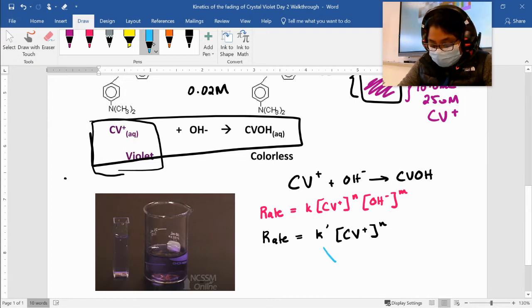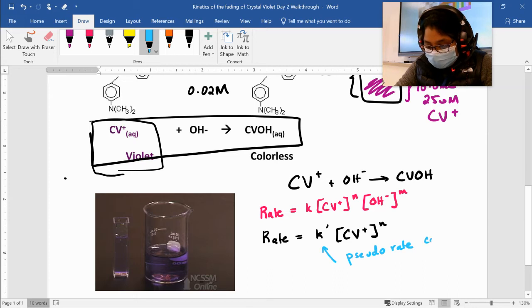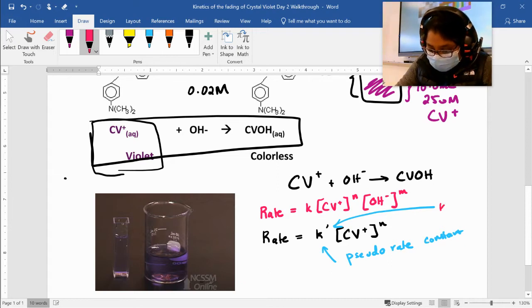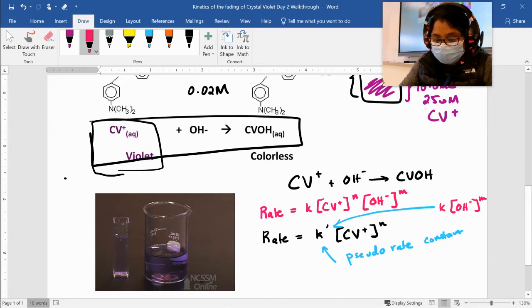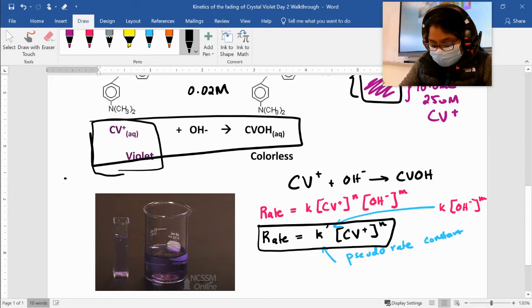This is called a pseudo rate constant, and sometimes that happens in experimental situations. The pseudo rate constant includes the original rate constant, which is in pink, and the concentration of hydroxide raised to whatever order it is. But it's so negligible because the change is going to be so tiny. This term is not going to change much throughout the course of the reaction. So this is the one that we're using for day 2.